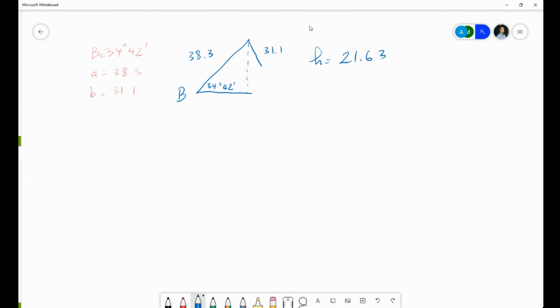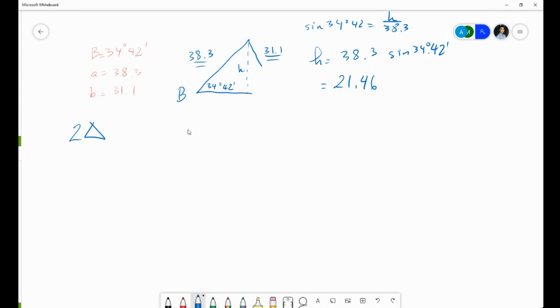What did you get? Okay, I got 21.46. Am I wrong? So sine 34.42 equals H divided by 38.3. So let's check. H here is 38.3 times sine 34.42. I left the 0.3. Okay, Elena, tell me what you got. I got 21.46. All right, so we see that this is larger than the height and less than this length, so we have two triangles.